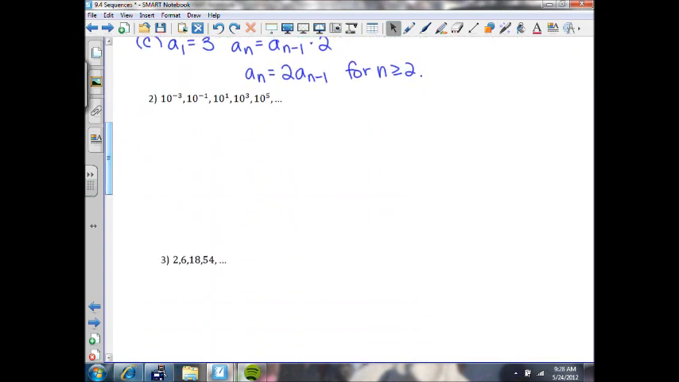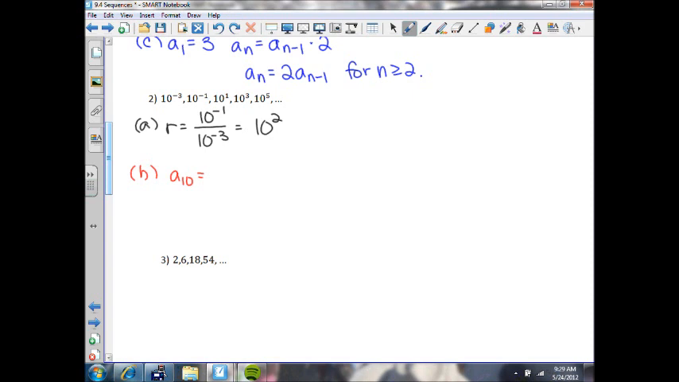Now, if you look at number 2, we have 10 to the negative third, 10 to the negative first, 10 to the first, and so on. So our common ratio will be 10 to the negative first divided by 10 to the negative third, which is really 10 to the second power. Our part B is the 10th term.